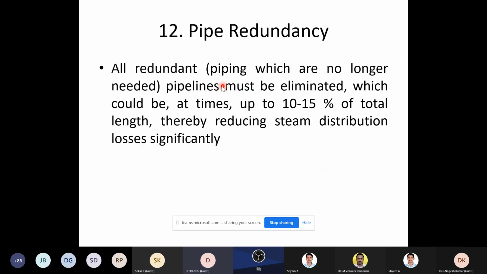And in many of the industries, you'll find that pipes are unnecessarily running here and there, where the department itself will not be using steam anymore. So many changes have taken place, but still pipelines are running here and there. So cut down all this unnecessary piping. That itself can give you a lot of savings.